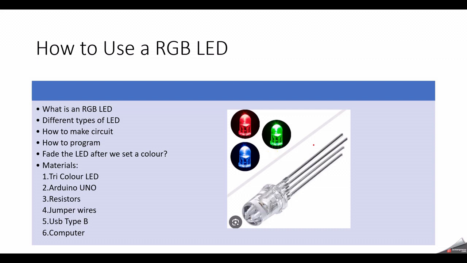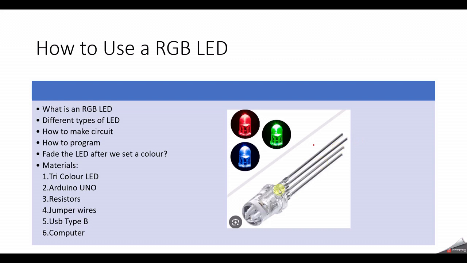So just like color mixing, we'll try to vary the intensities of the 3 colors, and then we'll see what different colors it produces. We know that for varying the intensity of an LED, we need to make use of PWM outputs, which are available on the Arduino UNO board. So that's what we are going to use in this project.